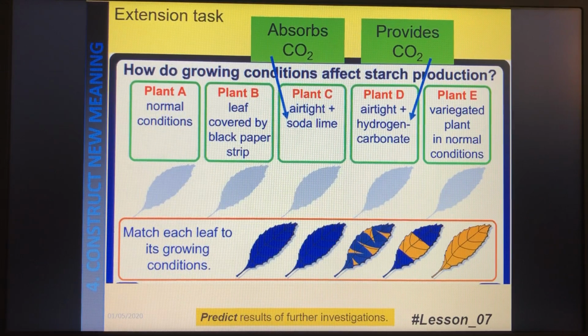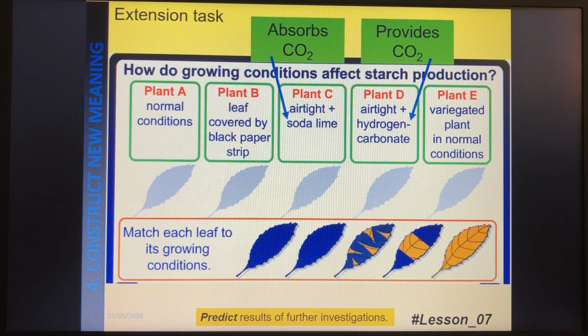We've got a bit of a quicker lesson today. We're just going to have a quick look at this extension task. Okay, so it's kind of a match-up, reminding us about the iodine solution. So we've got some orange leaves there, we've got an orange and a blue leaf, a kind of zigzag patterned one, and then 2 that are completely blue. So reminder that this means starch is present, and this one over here means no starch is present.